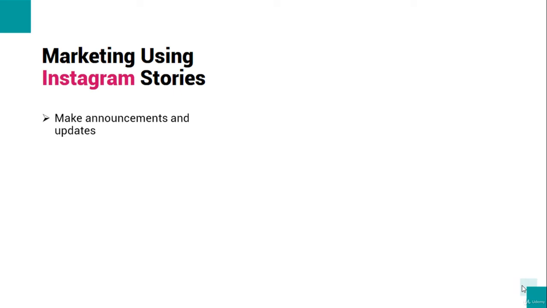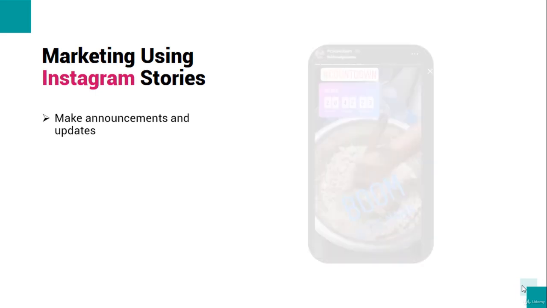Make announcements and updates about a special occasion or event you are having. You can use the countdown sticker to make it more interesting. Just put the date of the upcoming event you will hold and the countdown will start automatically. Now your followers can also anticipate the big event with you. Look at this photo for an example.